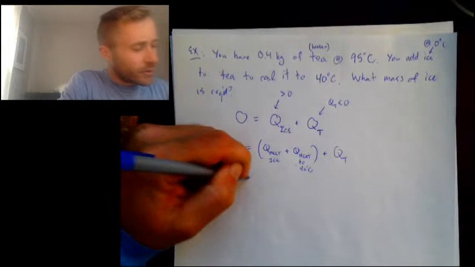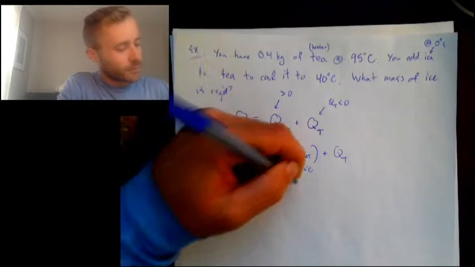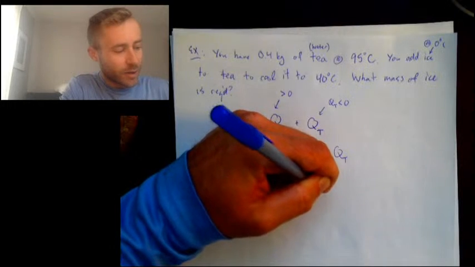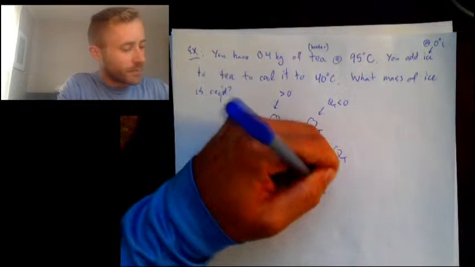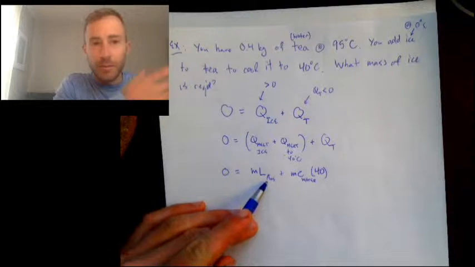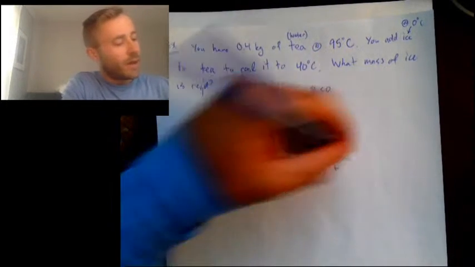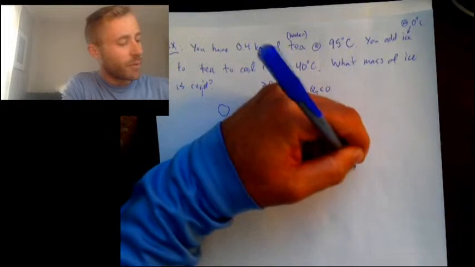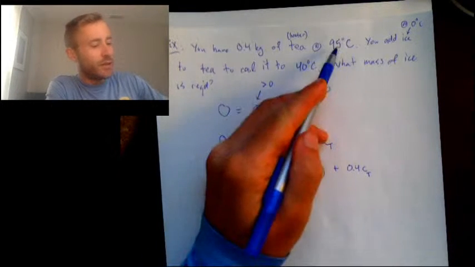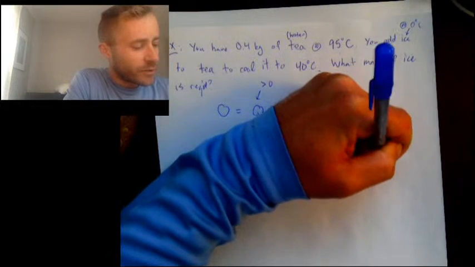Okay, so let's look at this. Melting the ice is going to be M times L fusion. To heat it, it's going to be M times the specific heat capacity of the water, because ice will become water, times delta T, which is going to be 40. Because once we've melted the ice, it's going to be water at 0 degrees Celsius, so now we have to take it from 0 degrees to 40 degrees. Then we have the mass of the tea, which is 0.4, times the specific heat capacity of the tea, times the change in temperature of the tea. So the tea goes from 95 to 40. That's a temperature change of minus 55 degrees Celsius.